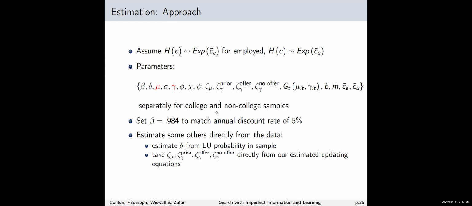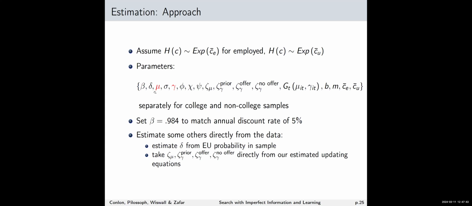We're going to first take a parametric form for this search cost distribution. It's going to be exponential. There's going to be a mean that governs the cost for the employed and a mean that governs the cost for the unemployed. And then basically we have to estimate all of these parameters.